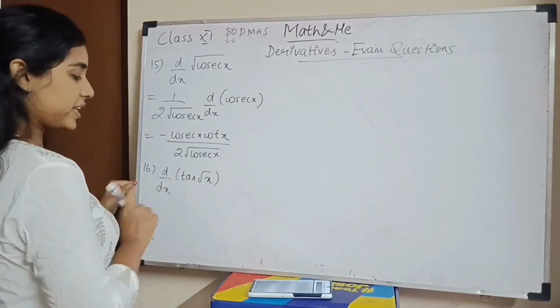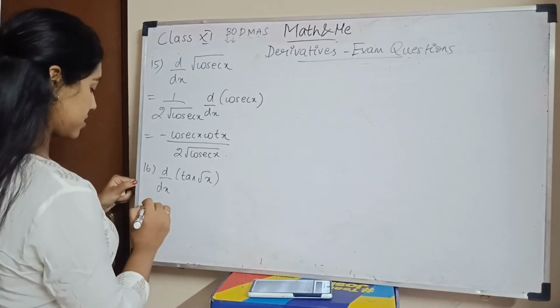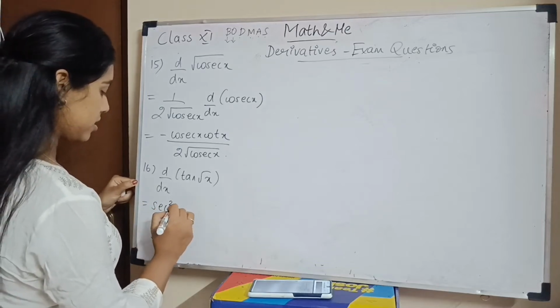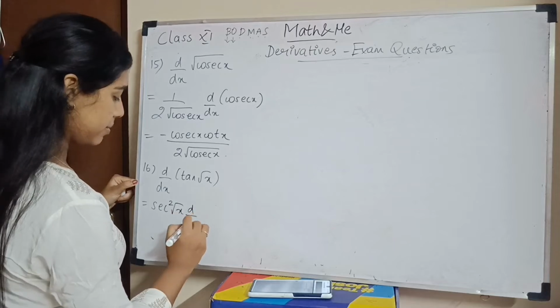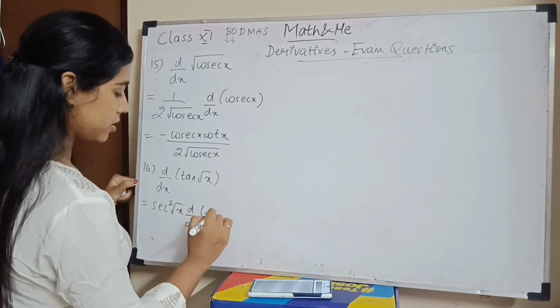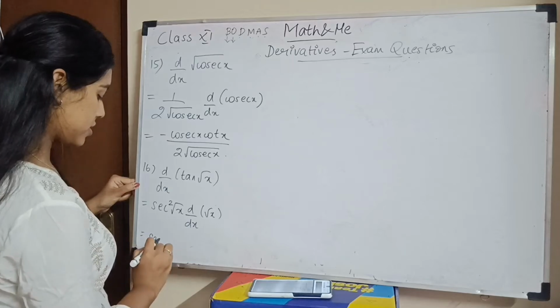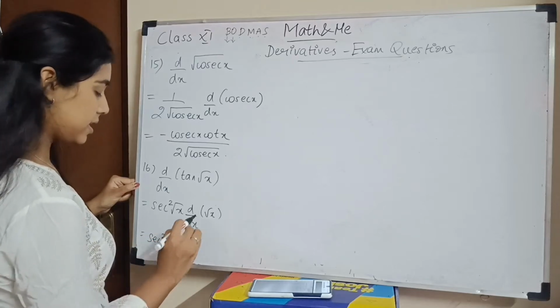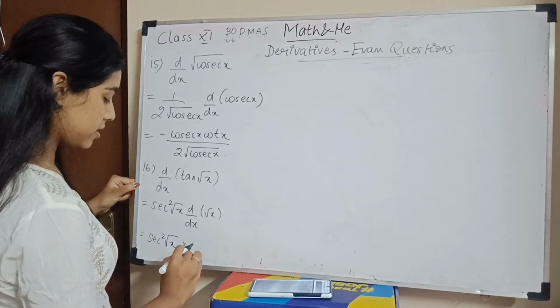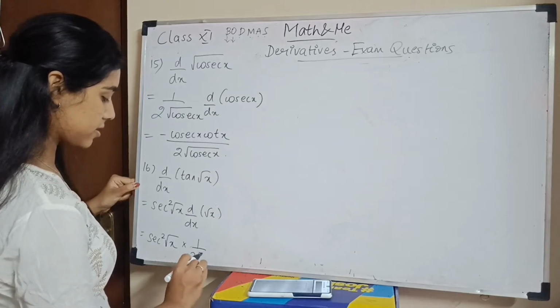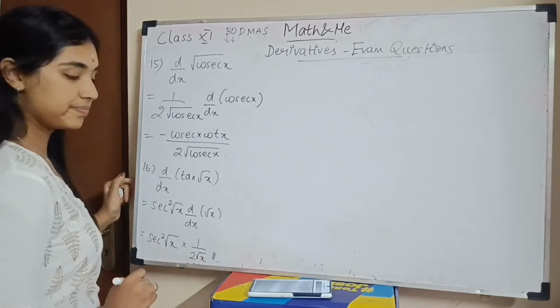Next question. d by dx of tan root x. So the derivative of tan x is secant square x. So secant square root x. d by dx of what is your function? Root x. So you have secant square root x. d by dx of root x is 1 by 2 root x. That's your answer.